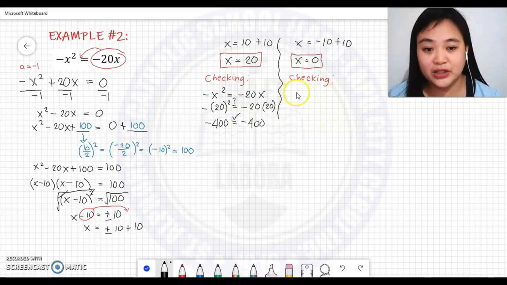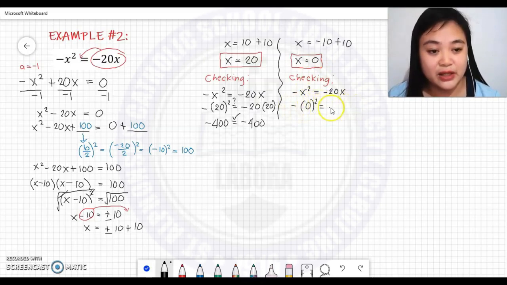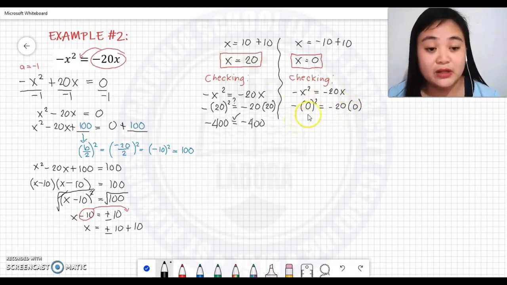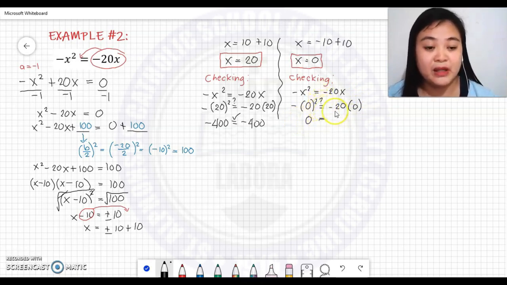We will copy the original given. Negative x squared equals negative 20x. Next, substitute the second value of x, which is 0, to our x here. So it will become negative 0 squared equals negative 20 times 0. So negative 0 squared, that is equal to 0. And of course, there will be a question mark because we don't know if they're equal. Negative 20 times 0 is 0. So 0 equals 0? Yes, it's true.